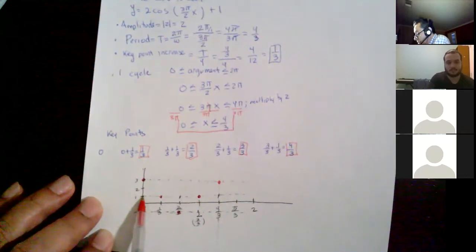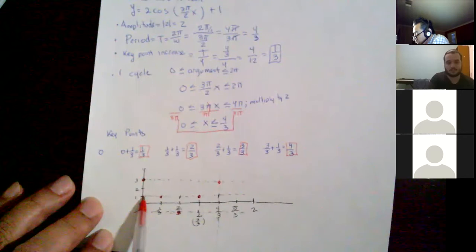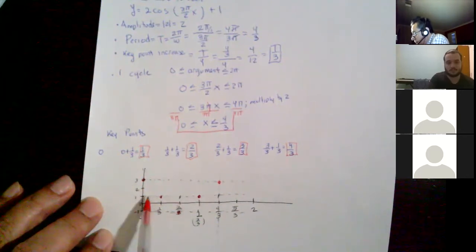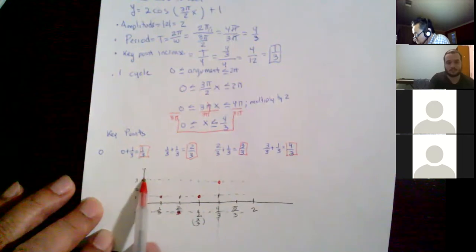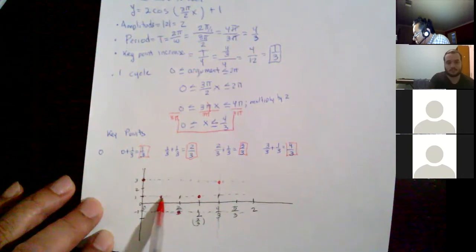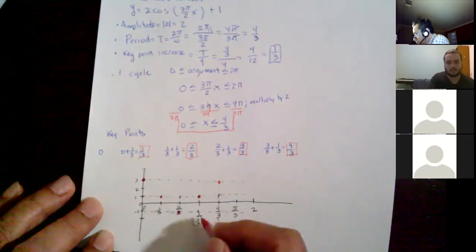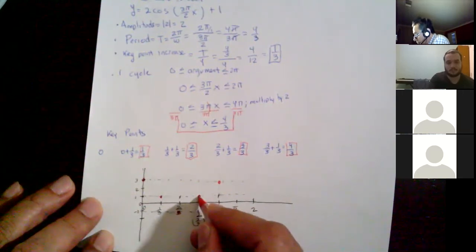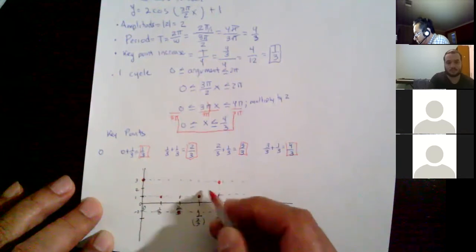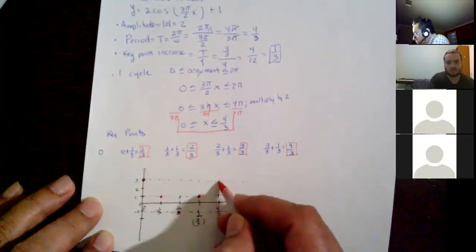We know that based on the unit circle, for the basic function of the cosine, at 0 it starts at 1. So for this specific function, at this reference line, we're going to start at 3. For 1/3, we're going to go back to 1. For 2/3, we're going to go down to -1. For 3/3, we're going to go back to 1. And for 4/3, we're going to go up to 3.